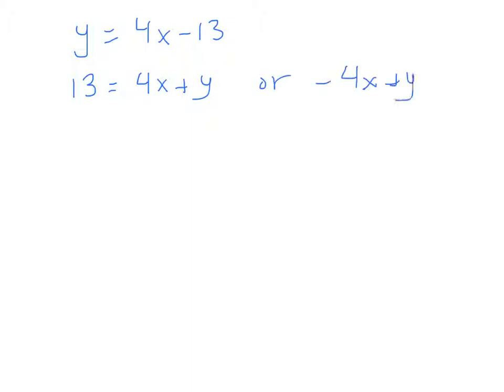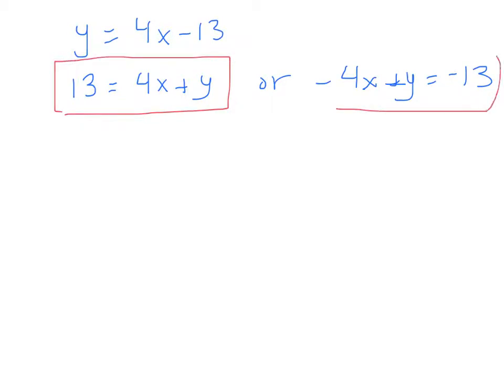So in my equation, if y equals 4x minus 13, I could either bring the 13 to the left and the y to the right, or I could bring the 4x to the left and just leave the minus 13 on the other side. And those would be standard form of the same equation.